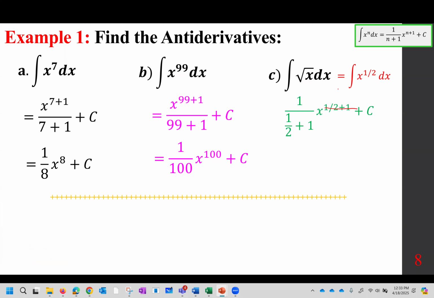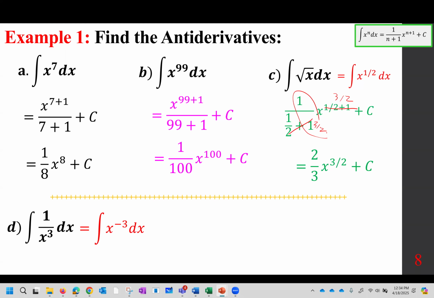What is 1/2 plus 1? 3/2. And this is 2/3. So 2/3, x to the power of 3/2, and a constant. Whether you differentiate or integrate, in this case, you want to use the power rule, so you have to change it. So this change is the same for differentiation.